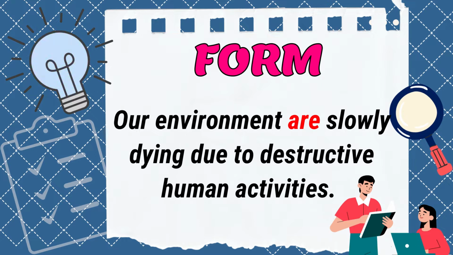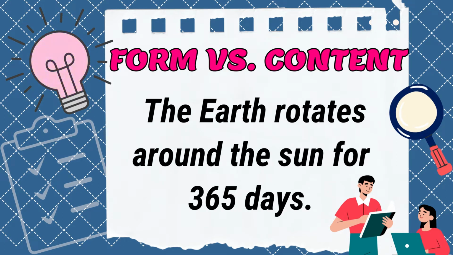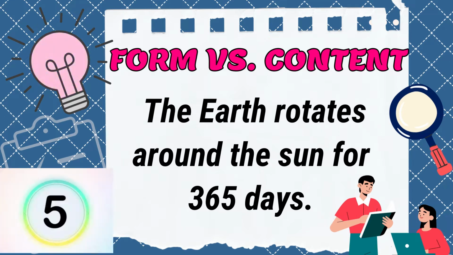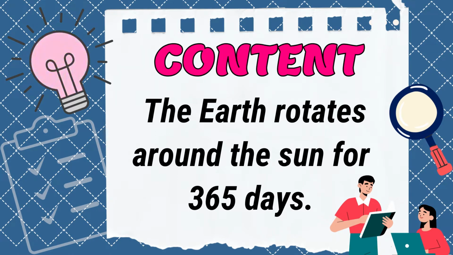How about the next item? The Earth rotates around the Sun for 365 days. What type of error is shown? Very good! There is an error in content. The word should be revolves.